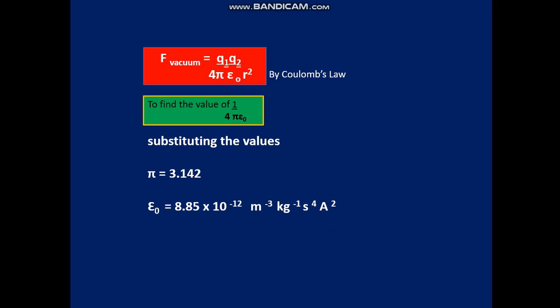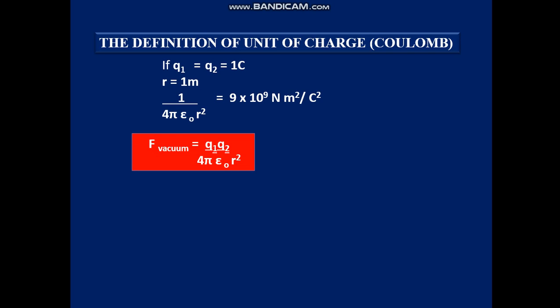Now how do we find 1 upon 4 pi epsilon naught in our Coulomb's law? We substitute the value of pi as 3.142 and epsilon naught as 8.85 × 10^-12 m^-3 kg^-1 s^4 A^2. So you get 1 upon 4 pi epsilon naught as 9 × 10^9 newton meter squared per coulomb squared. Now what is the definition of the unit of charge, that is coulomb? You put q1, q2 as 1 coulomb, r as 1 meter, and 1 upon 4 pi epsilon as 9 × 10^9 newton meter squared per coulomb squared.